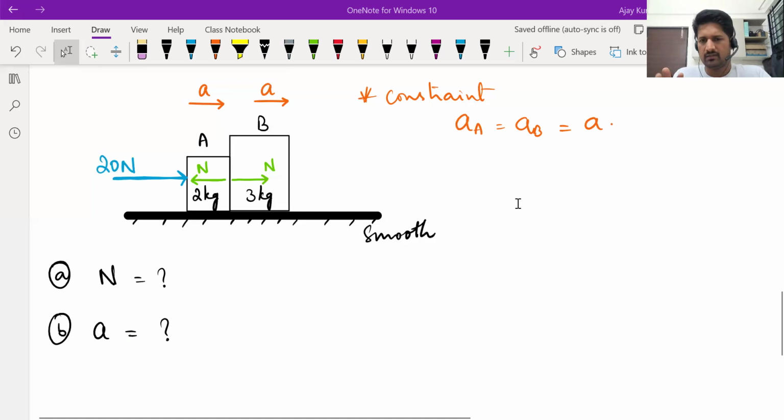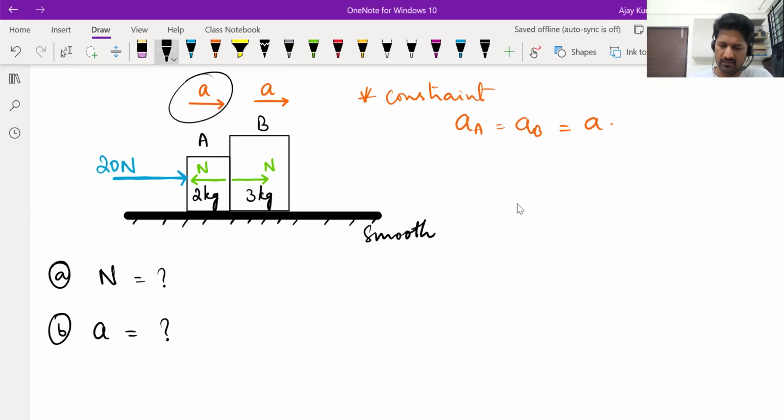Okay. Listen, all of you. The blocks are on a smooth horizontal surface and you are pushing the set of blocks to the right. Definitely they will accelerate to the right. That we have already considered. And they'll have a common acceleration, that also we have considered. You need to find out the normal force between them and that common acceleration with which they move. The only equation we have relating force and acceleration is F net equal to ma. That is what we have to use.